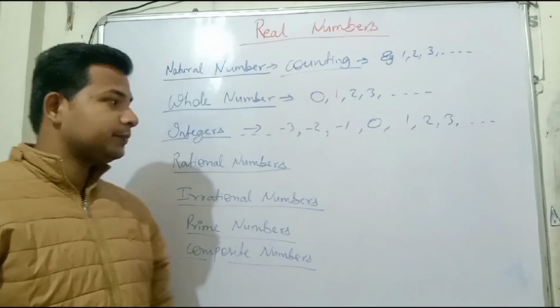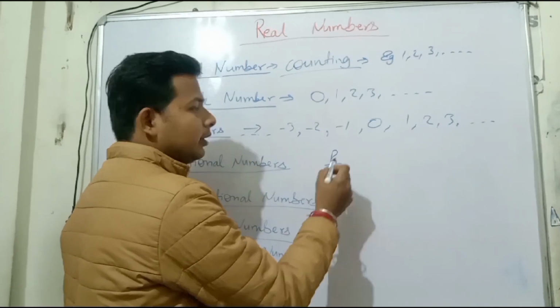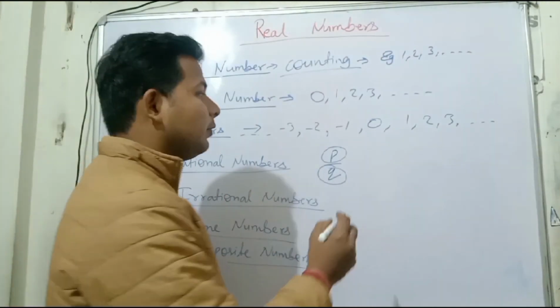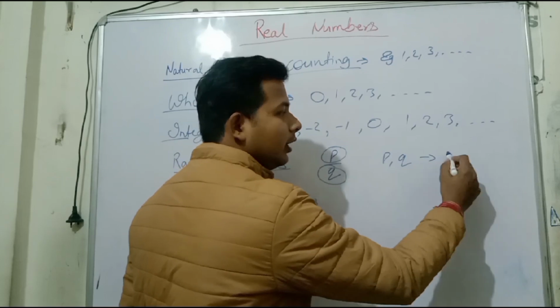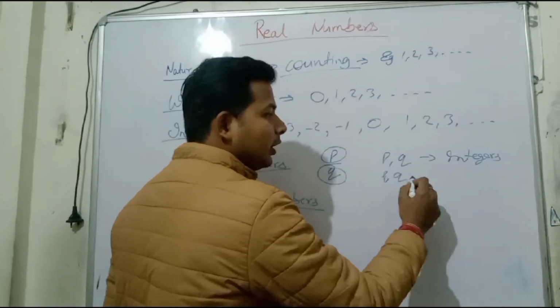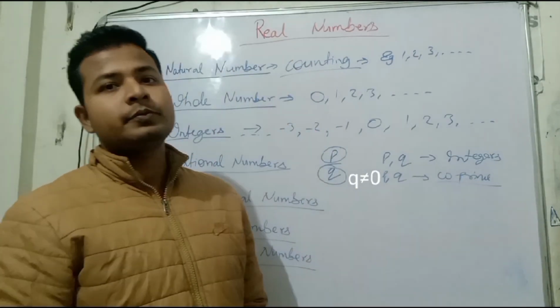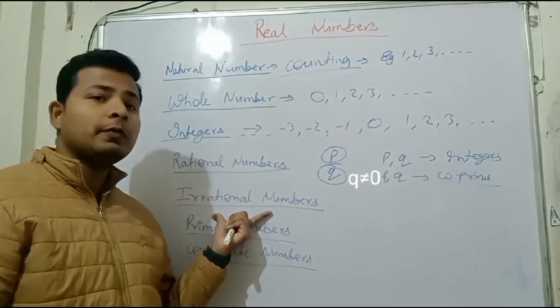Okay. Now what do we mean by rational numbers? A number that can be written in the form p by q, where p and q both are integers. One more thing that we can say: p and q both are what? Integers. And that p and q are co-prime. I will explain the meaning of co-prime before that, move to the next topic, that is irrational numbers.